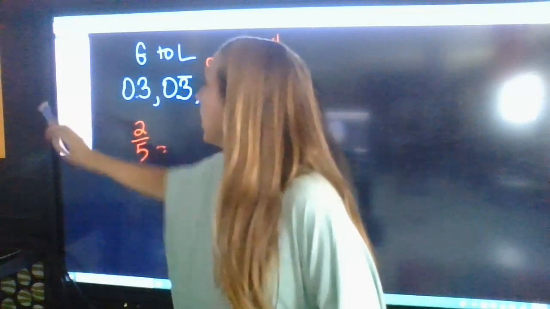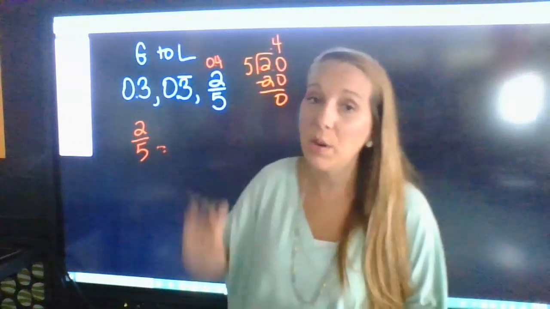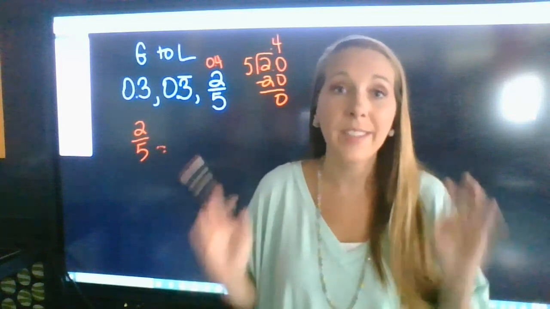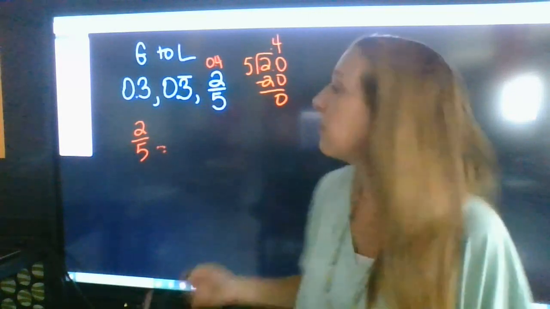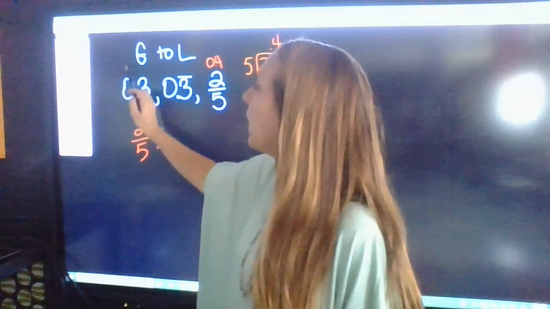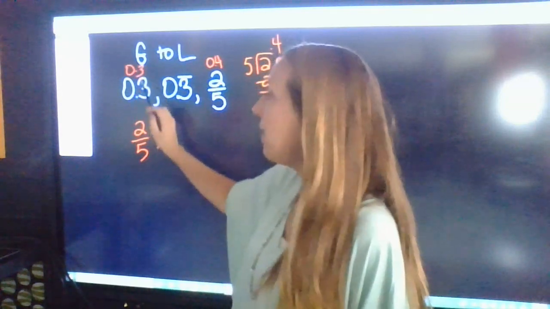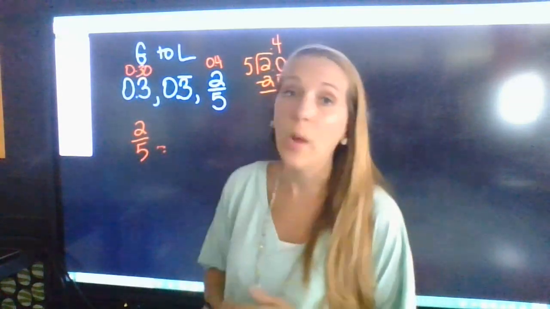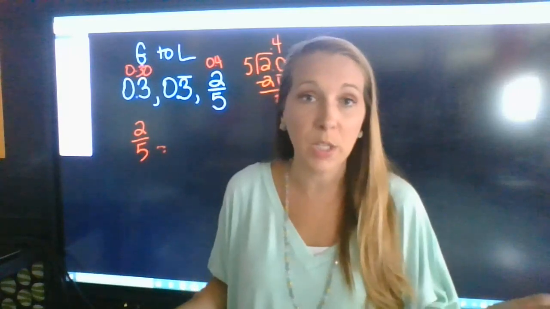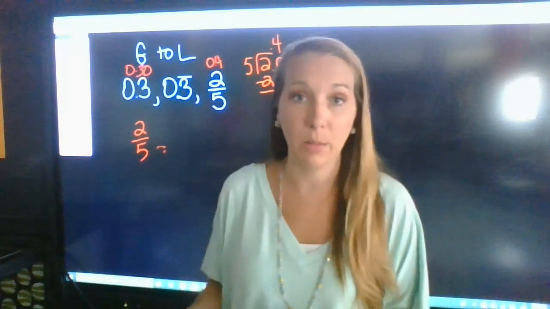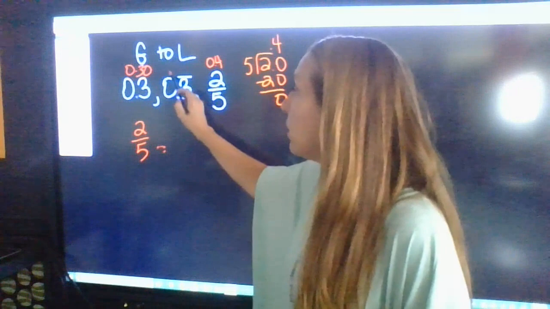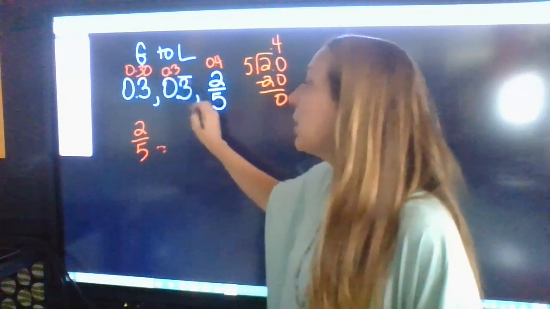Now, let's look at these two. These two are very important. They're not the same, even though they look like it. The first one would be like having 30 cents, because behind this 3, we can drop a 0. We can add as many zeros behind the 3 as we want to. It's not changing the value. Now, this 3 is a little different. Behind this 3 is not a 0.